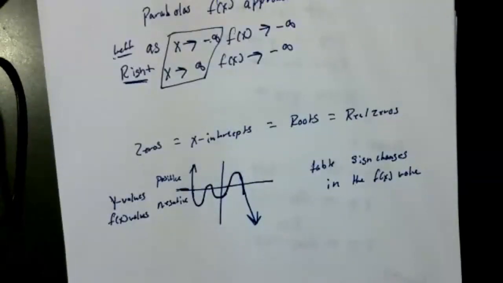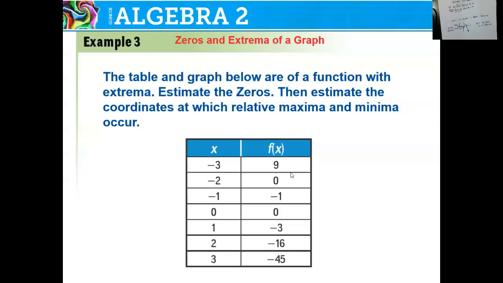So if we're looking at our table, this table is pretty poor. This is a pretty easy question because it gives you where it crosses the x-axis. It gives you 2 x-intercepts here. So estimating the zeros, well, it's pretty easy to find that when the x value is equal to -2, our f of x value is equal to 0. That means we have an x-intercept at -2, 0. Okay, but we also have one at 0, 0.